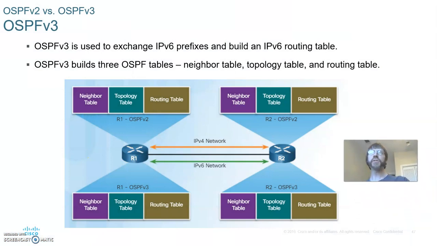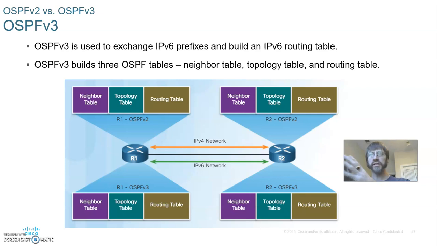OSPF v3 exchanges IPv6 prefixes and builds an IPv6 routing table. It does everything that OSPF v2 does in terms of building its neighbor table, its topology table, its routing table. It builds an SPF tree, builds a link state database, etc. It is still Dijkstra's algorithm under the hood. It is still doing the same kind of math.